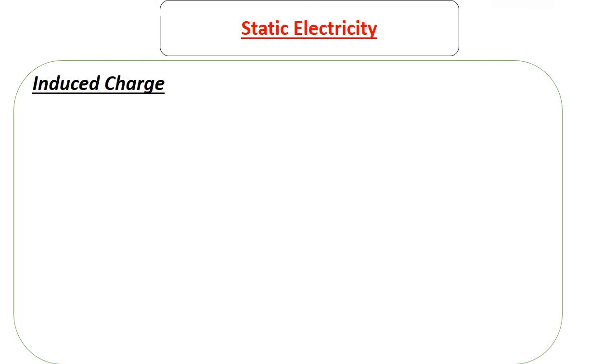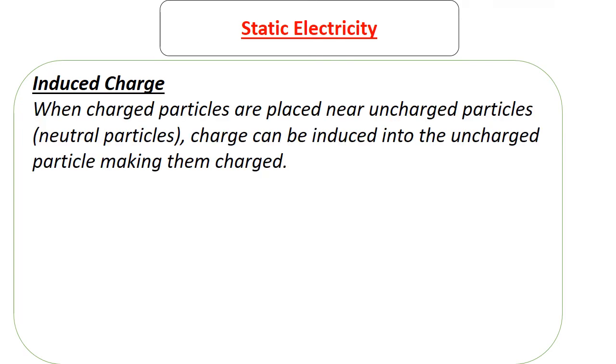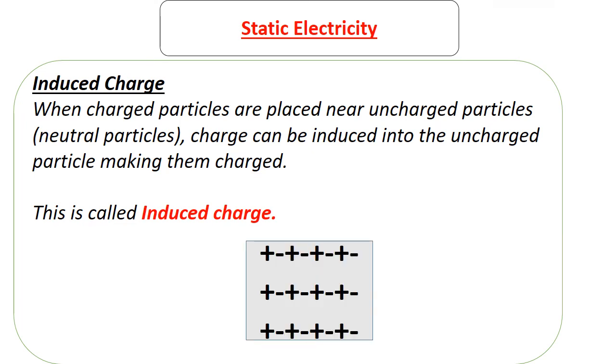Next, we looked at induced charge. When charged particles are placed near uncharged particles, which are neutral particles, of course, charge can be induced into the uncharged particles, making them charged. You get something that is charged, you put it close to something that is not charged, charge can be induced into the uncharged particles. This is called induced charge.